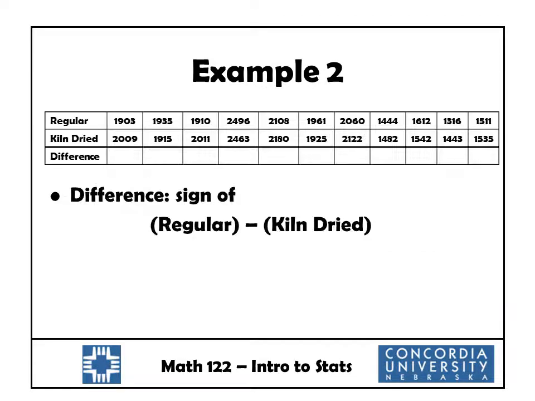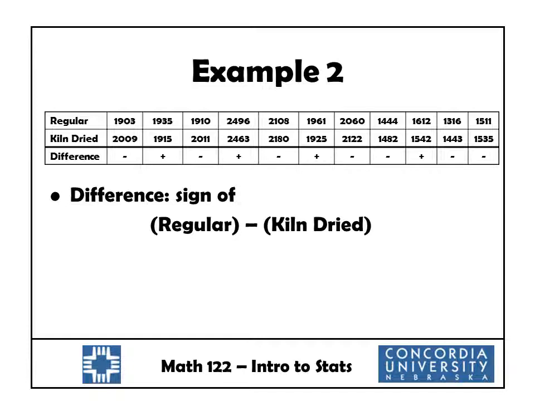Well, in order to do this, we notice our data is not in the form of plus or minus signs. So in order to do the sign test, we've got to convert things over to plus or minus signs. And what we're going to do here is calculate the sign of the yield from the regular minus the yield from the kiln-dried. So for that first plot of land, we're going to take the 1903 minus the 2009 and record simply the sign. The exact value of that difference doesn't really matter. We're just interested in the sign.